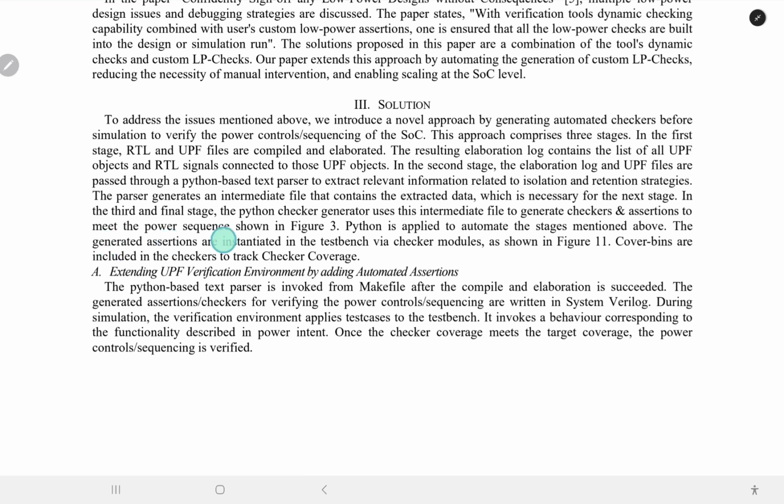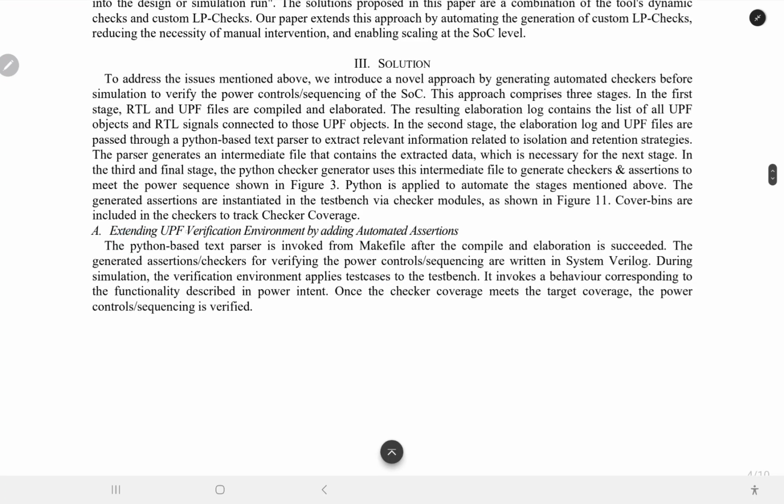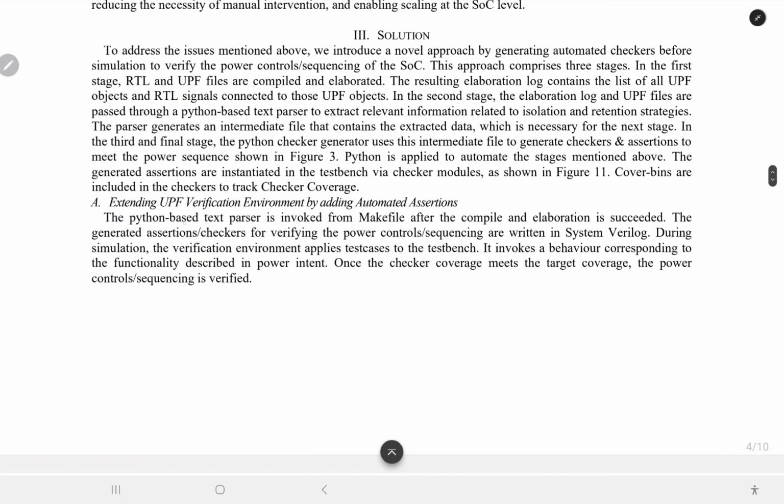The generated assertions are instantiated in test benches via checker modules, as shown in figure 11. Covers are included in the checkers to track checker coverage. This extends the UPF verification environment by adding automated assertions. The Python-based text parser is invoked from the makefile after the compilation and elaboration succeed. The generated assertion checkers verify the power control and sequencing written in SystemVerilog.